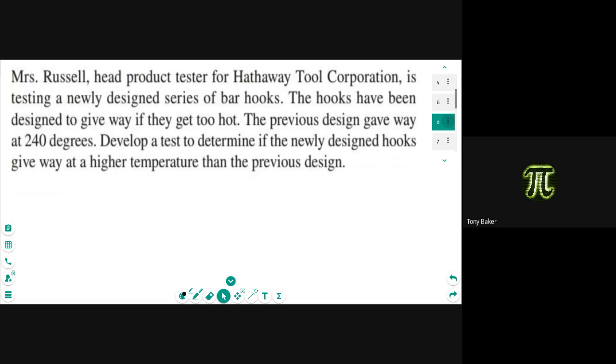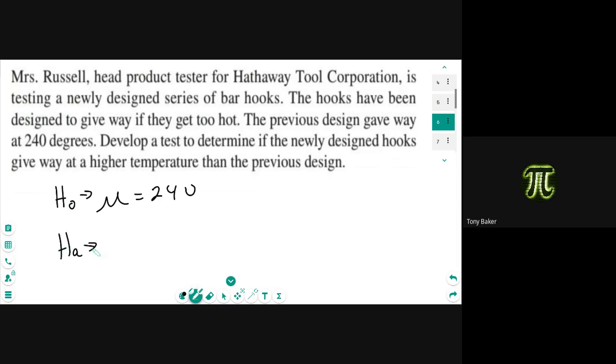Okay, what's my null hypothesis? So the mean equals 240. Technically, it should state that the mean equals 240. That's actually supposed to be how you write it.